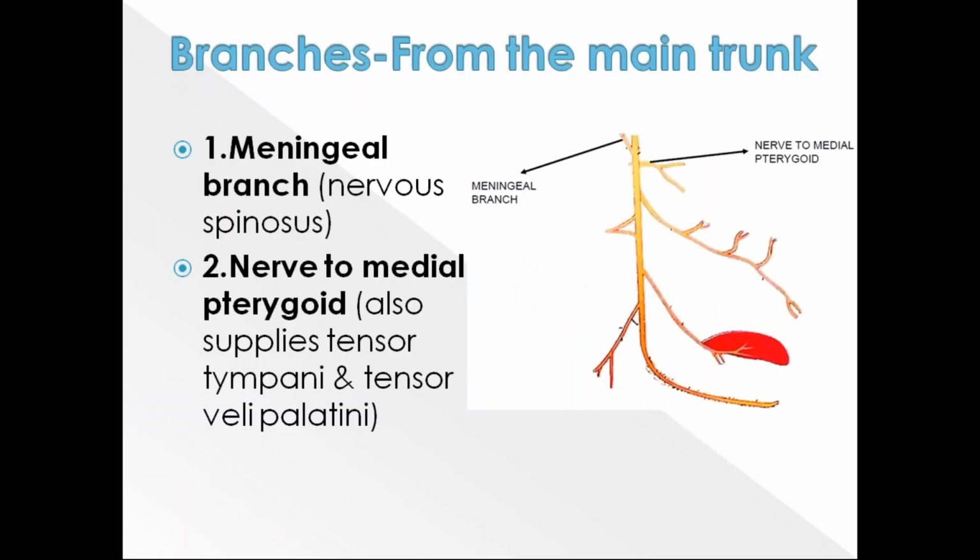Okay. Then the next branch will be the nerve to medial pterygoid. Okay, so this is the nerve to medial pterygoid. It not only supplies the medial pterygoid, it also supplies the tensor tympani, which is a muscle of the middle ear, and tensor veli palatini, which is a muscle of the soft palate.